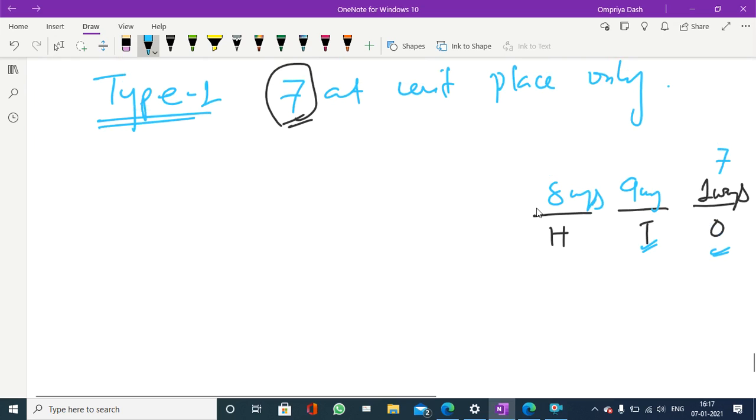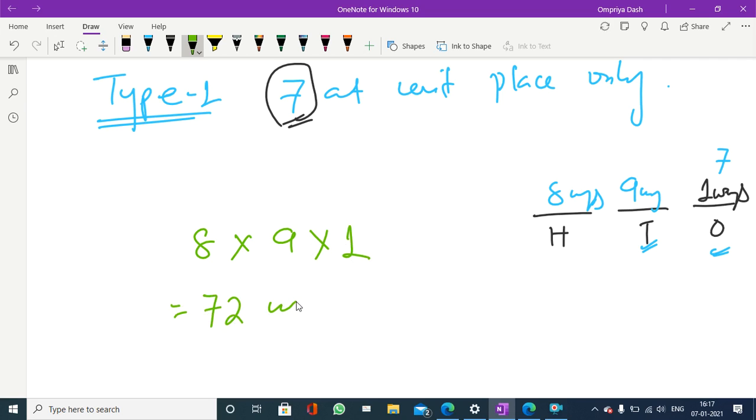Did you understand why 8 ways? So in how many different ways can you do it? 8 into 9 into 1, so 72 different ways. That means 72 three-digit numbers you can form where 7 is used at unit place only.